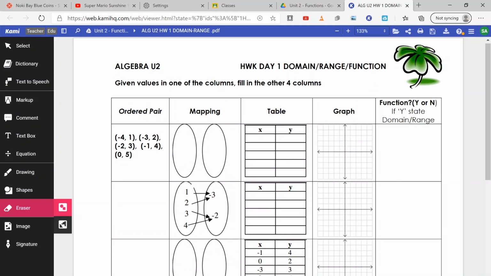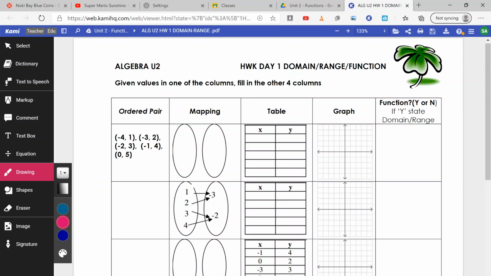The ordered pairs on this first problem, we are given the points negative 4, 1, negative 3, 2, negative 2, 3, negative 1, 4, and 0, 5. To fill in the mapping, we can use the mapping section in the previous one just to see what it's looking like.